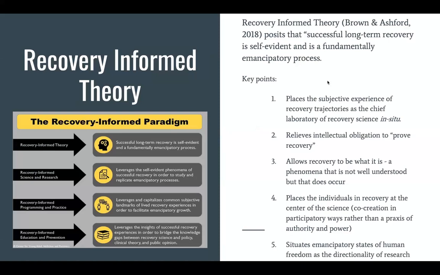And finally, it situates emancipatory states of human freedom as the directionality of research. So it's inherently strengths-based. And I know as a social worker, there are many social workers on the RSRC, but studying and directing the research as a strength of that human freedom or human healing and wellness and recovery, that's the directionality of the research rather than pathology or sickness.